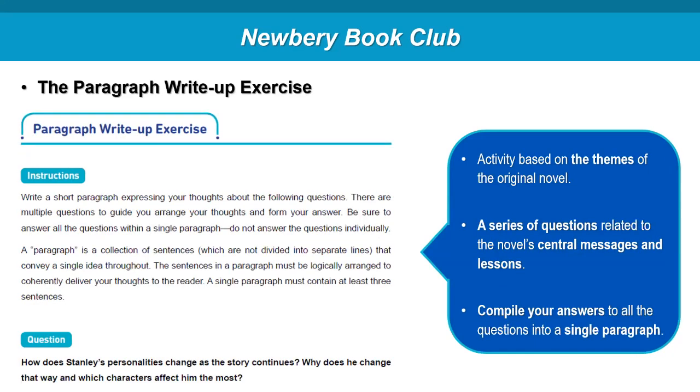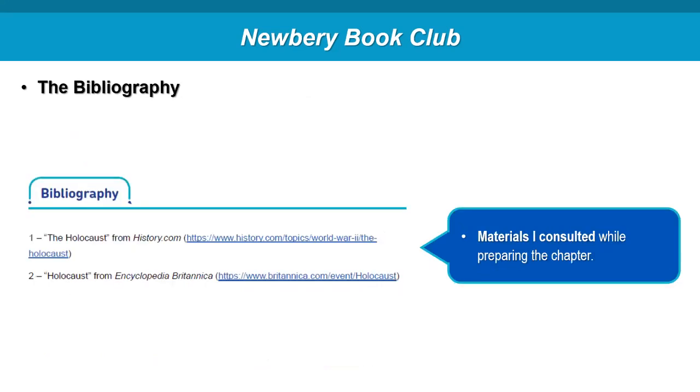The paragraph write-up exercise is another activity to attempt after answering all the questions. You are asked a series of questions regarding the novel's central messages and lessons. You will compile your answers to all the questions into a single paragraph. Once again, you can see detailed instructions in every chapter. The bibliography section lists the materials I consulted while preparing the chapter. Information and data from these sources would most likely appear in either the themes or the questions section.